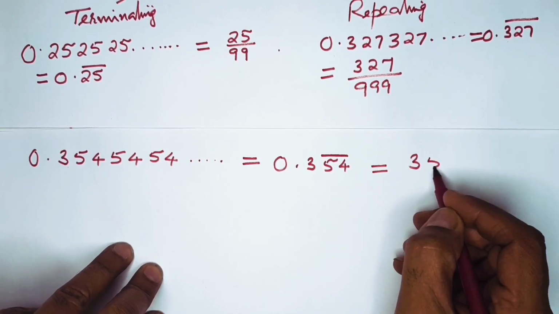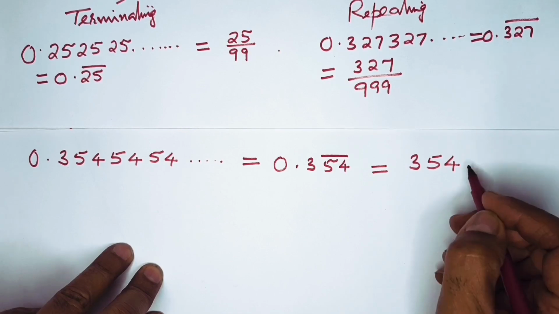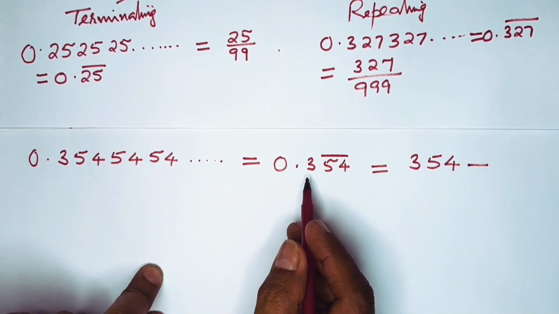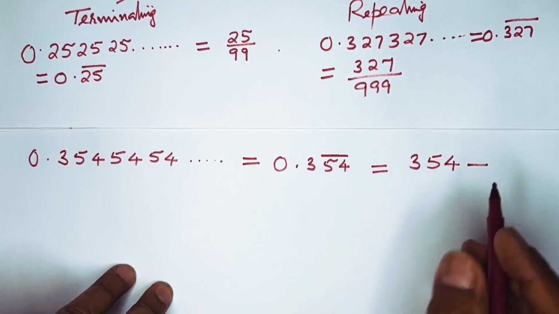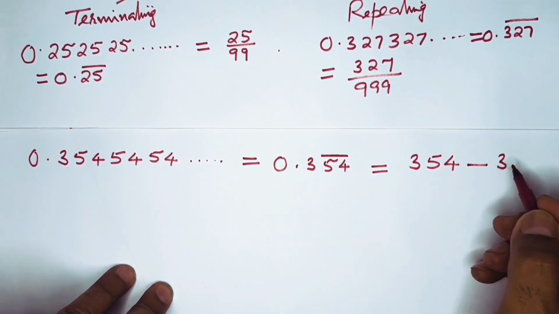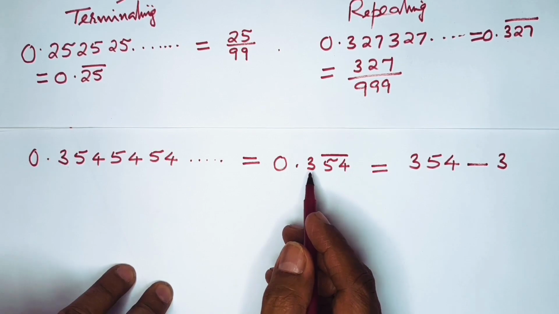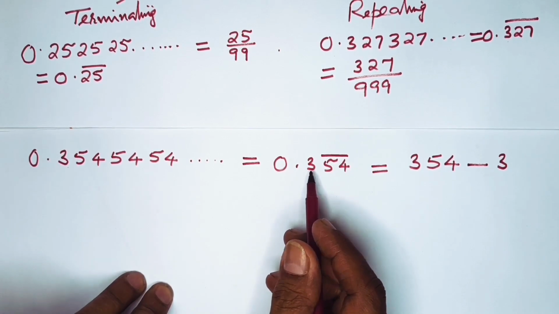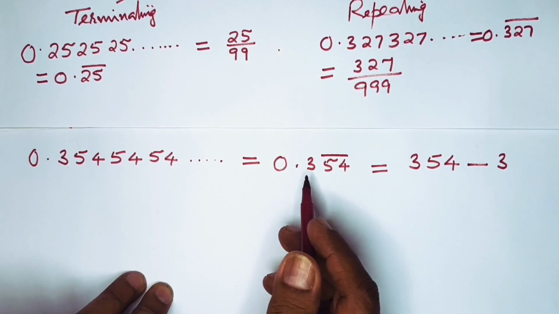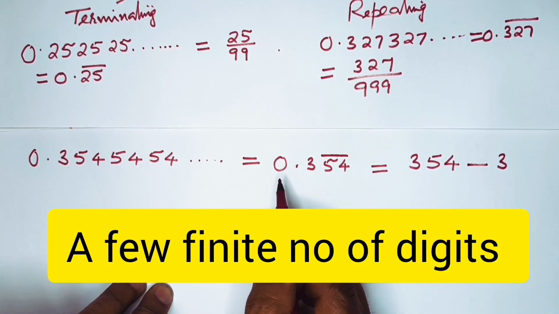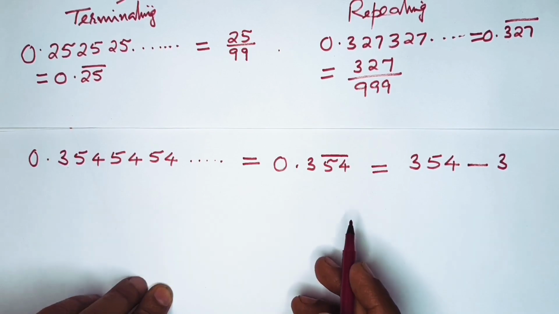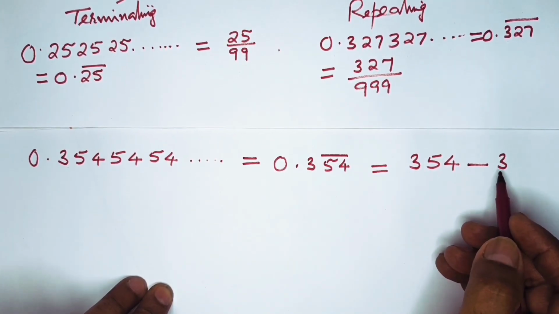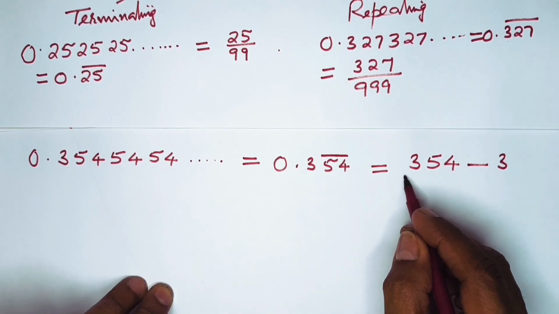This is the way to go about it. You write the whole number first, 354, then subtract the number formed by the digits in the non-repetitive part. There is only one digit, so the number is 3. When I say number formed by the digits in the non-repetitive part, there could be 1 digit, 2 digits or 3 digits, or in short a few digits before the repetition starts. So whatever number of digits you see here, you write a number corresponding to that, 3. In this case there is only 1 digit, so I am writing 3.